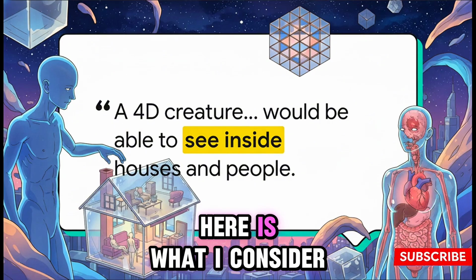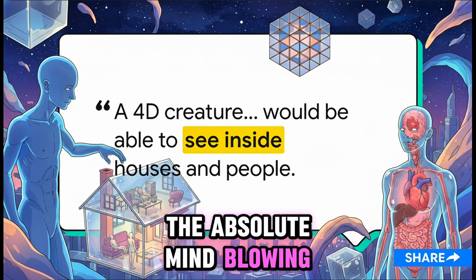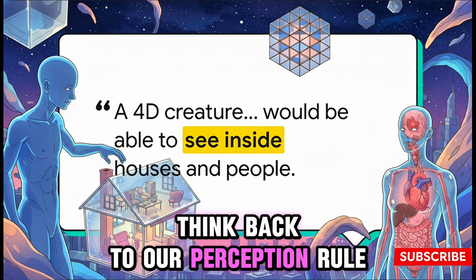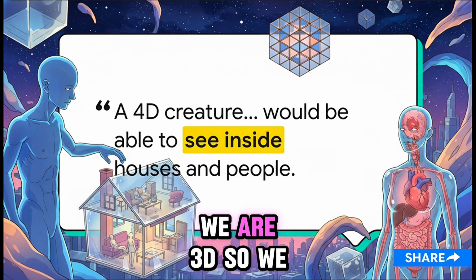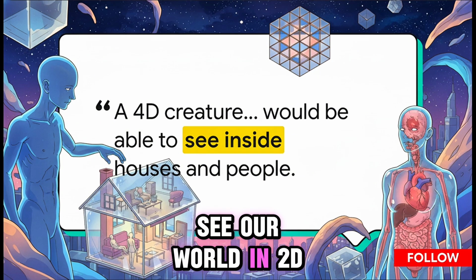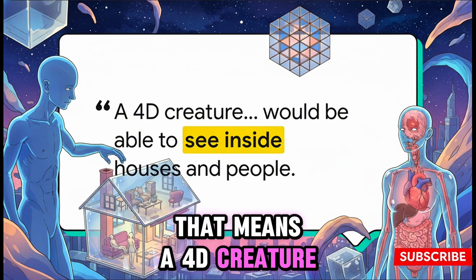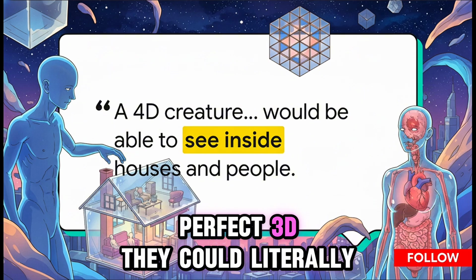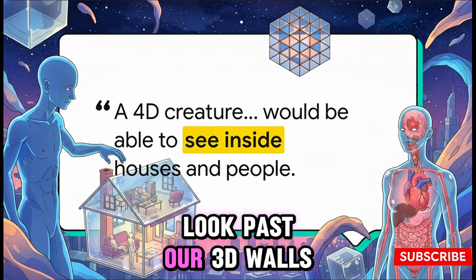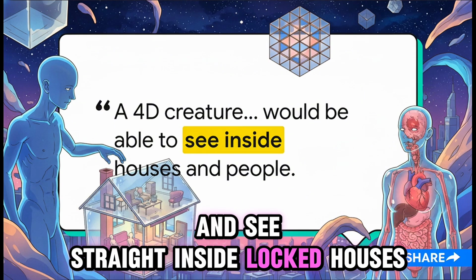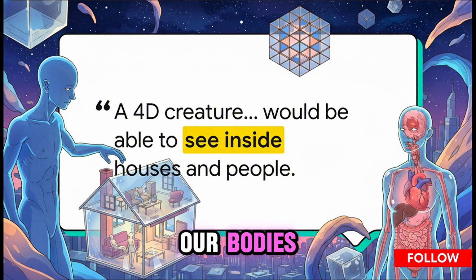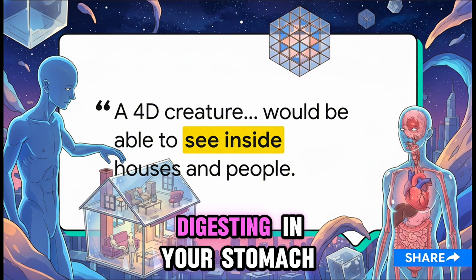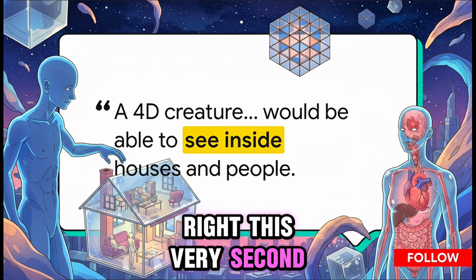Okay, here is what I consider the absolute mind-blowing wow moment of this entire concept. Think back to our perception rule from earlier. We are 3D, so we see our world in 2D. That means a 4D creature would look at our universe and see it in true, perfect 3D. They could literally look past our 3D walls and see straight inside locked houses. They could even see inside our bodies, meaning a 4D entity could literally watch the lunch you just ate digesting in your stomach right this very second.